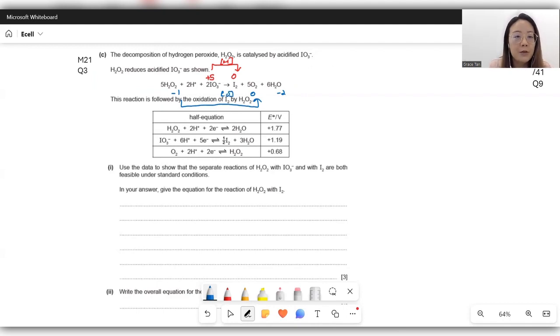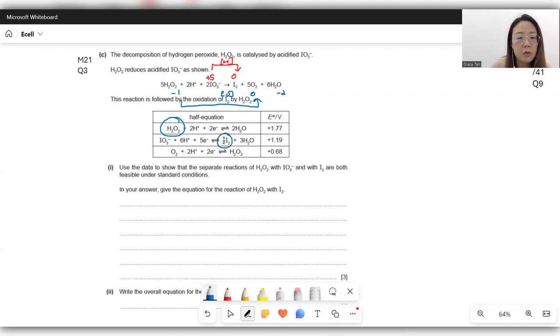All right, now, use the data to show that the separate reactions of H2O2 with IO3 minus and with iodine are both feasible under standard condition. Okay, in your answer, give the equation for the reaction of H2O2 with iodine. Right, so first, give the equation for H2O2 with iodine. So you want H2O2 with iodine, right? I circle H2O2 in the most positive to most negative arrangement, and iodine.